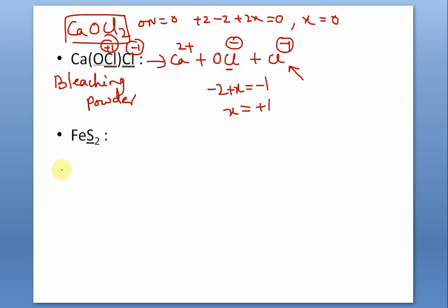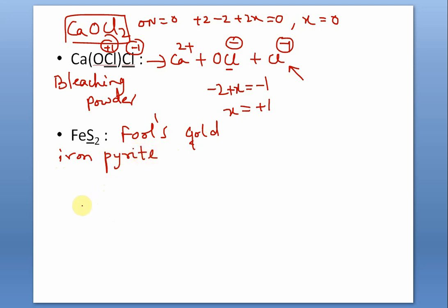Similarly, this is a very typical molecule. This is called the fool's gold. It looks like gold color, fool's gold, and this is called iron pyrite. This iron pyrite, which is an ore of iron, which is a mineral, of course mineral.